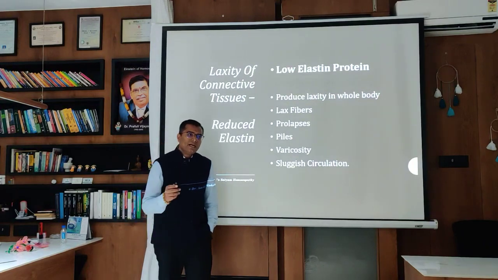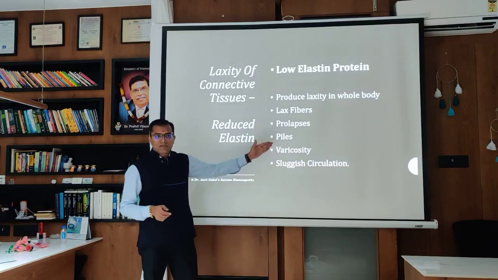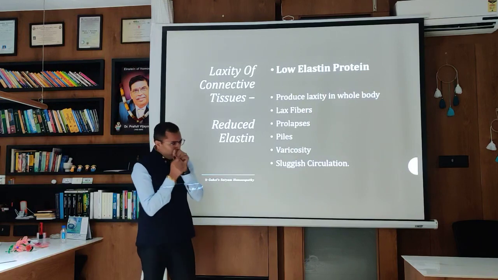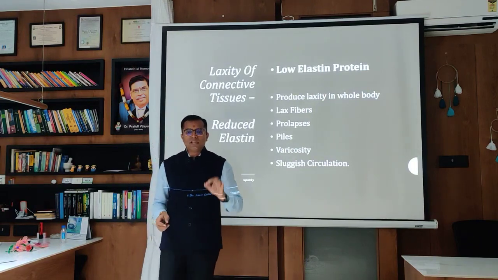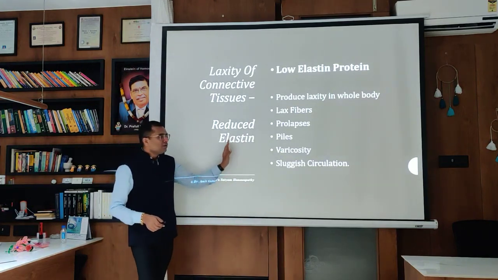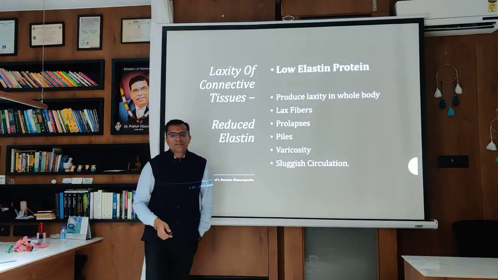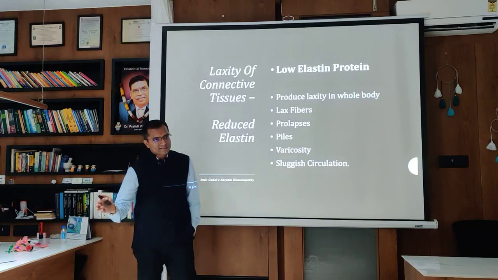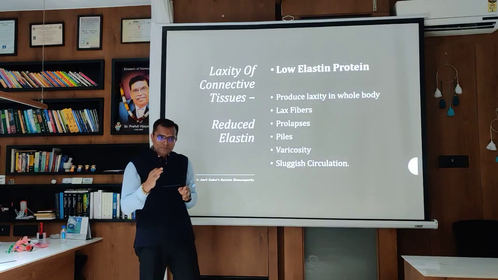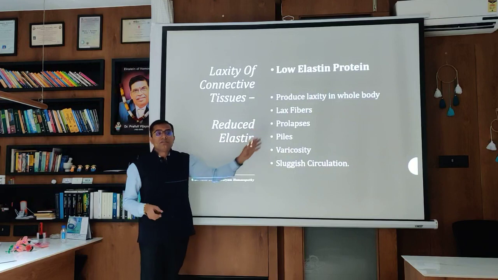So what happened? There is a laxity of connective tissues. So these are all connective tissues: blood vessels, bones, muscles, elastins, fibrils. Sorry. So there is a laxity of connective tissue, which we call elastin-less. So the reduced elastin, there is low elastin protein because of low synthesis. What we see in response at the cellular level is that the synthesis of the protein is low. So low synthesis of the protein leads to the laxity.